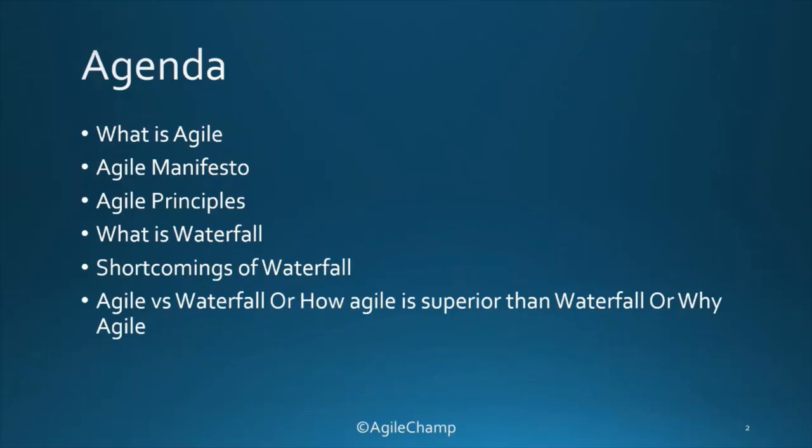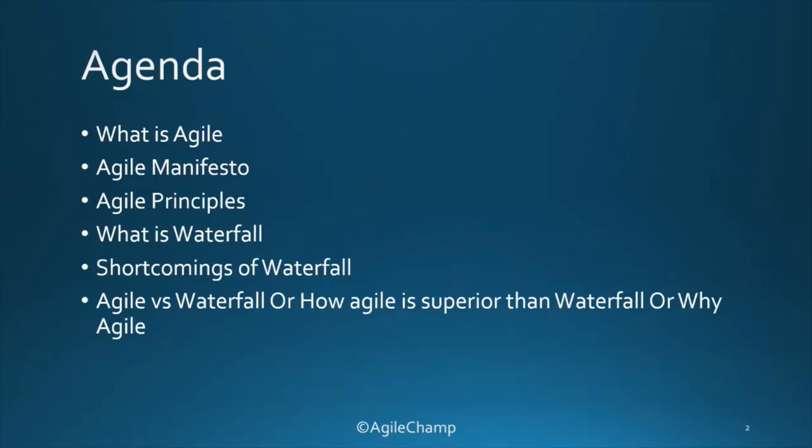Next is: the most efficient and effective method of conveying information to and within a development team is face-to-face conversation. This principle says that development teams should be co-located to make communication successful among themselves. Next is: working software is the primary measure of progress. This principle says that delivering functional software to the customer is the ultimate factor of measuring progress.